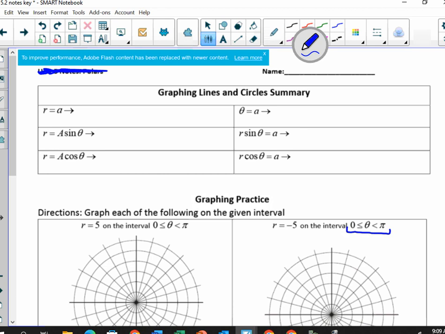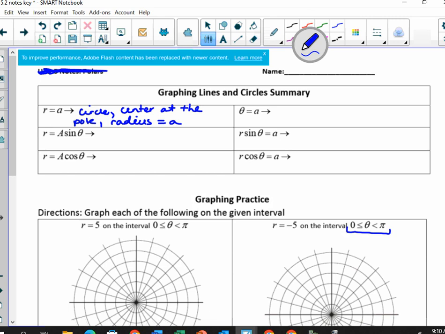Okay, if r equals a, guys, that is a circle, centered at the pole, right? We know what the pole is. Radius equal to a. So like r equals 3, a circle with radius 3, centered at the pole. We did one. We did r equals 5. Okay. All right.